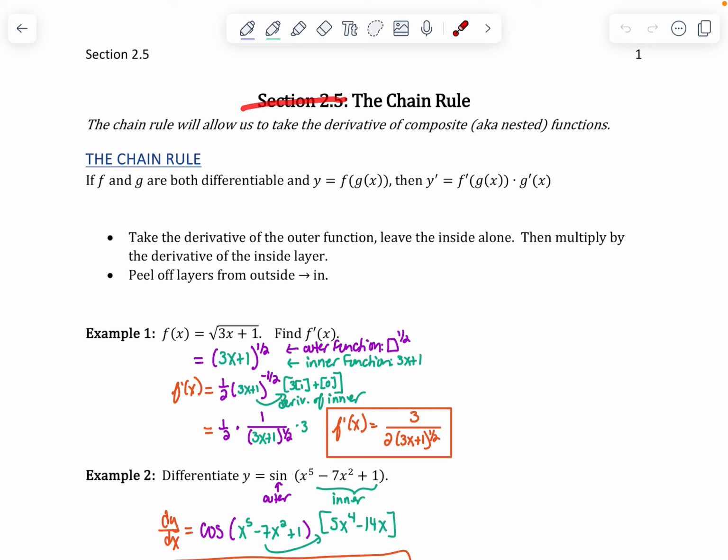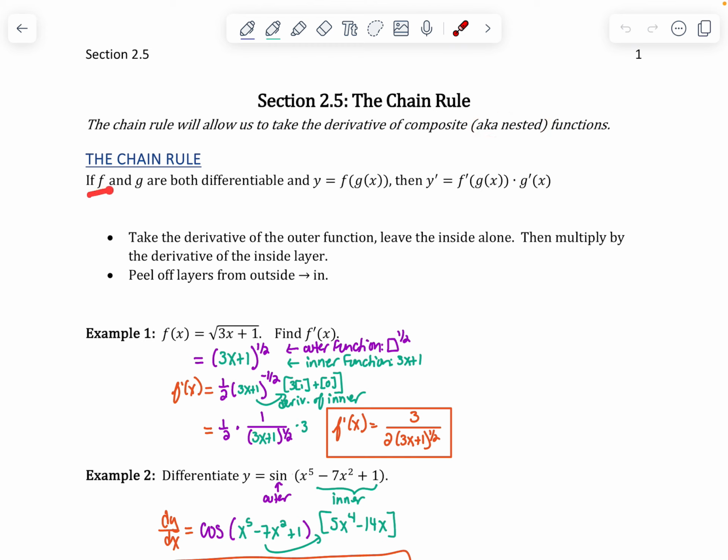Section 2.5 is about the chain rule, and let's go ahead and start with page 1. So what happens is the chain rule is a differentiation function, but specifically it allows us to take a derivative of a composition or a composite function, which you can also think of as a nested function.